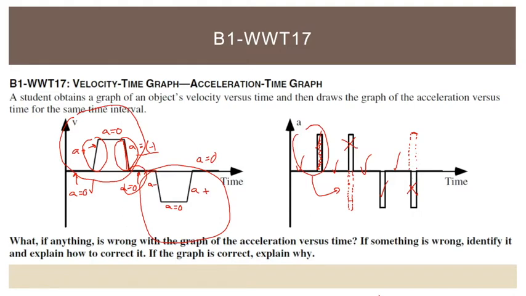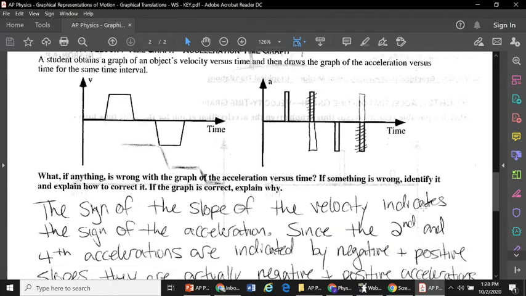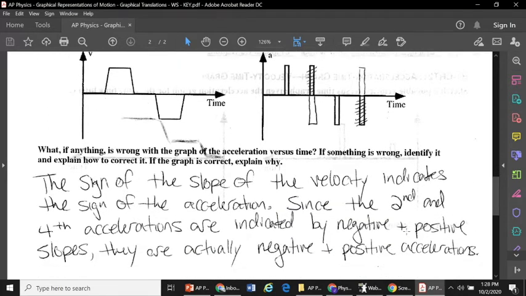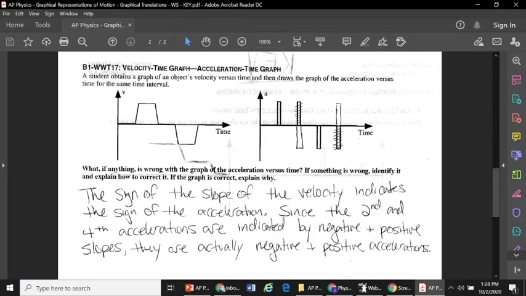Let me just show the answer key here real fast. And so your answer should look something like this. What I wrote here is the sign of the slope of the velocity indicates the sign of the acceleration. Since the second and fourth accelerations, so that would be this acceleration and this acceleration, are indicated by negative and positive slopes, they are actually negative and positive accelerations. So I switch this positive acceleration to a negative one, and I switch this negative acceleration to a positive one.